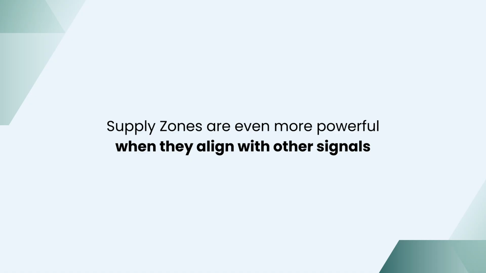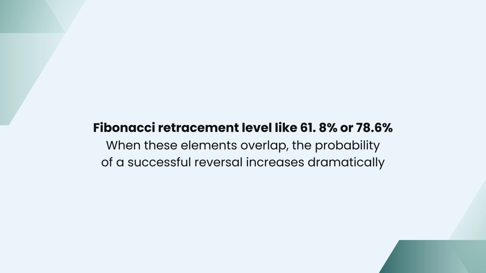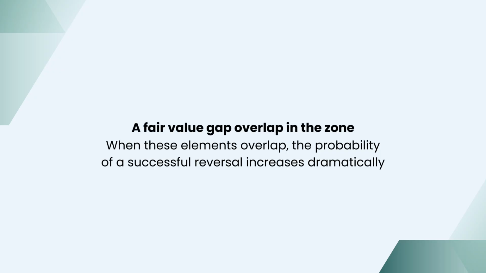Supply zones are even more powerful when they align with other signals. For example, a Fibonacci retracement level like 61.8% or 78.6%, a fair value gap overlapping the zone, or a change of character after price taps the zone. When these elements overlap, the probability of a successful reversal increases dramatically.